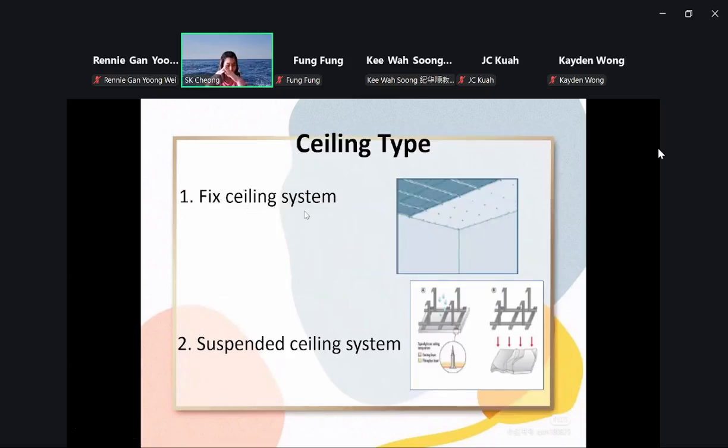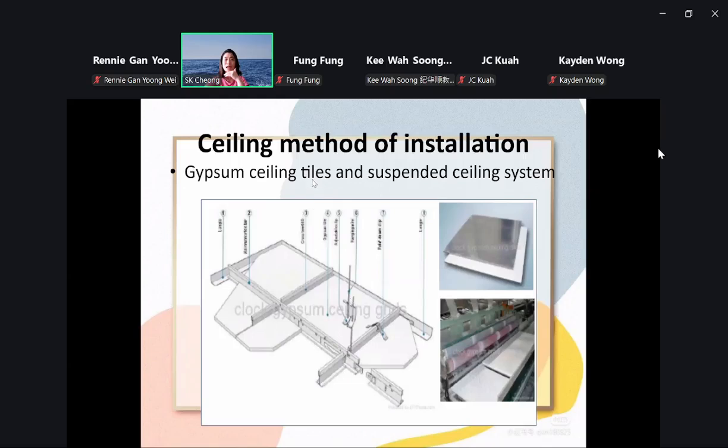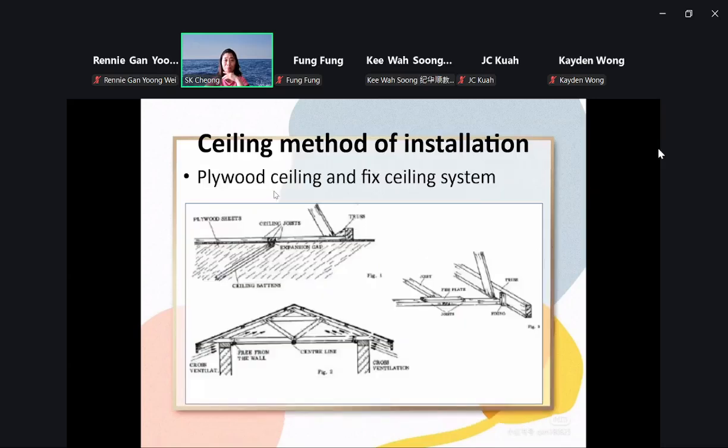Then the ceiling type. After the roof, we will have the ceiling, right? There will be types of ceiling. So we have fixed ceiling or the suspended. So how do you install a suspended type? Suspended ceiling. These are more diagrams to share with you.